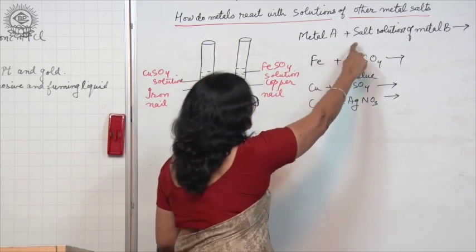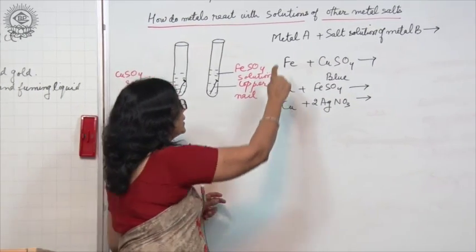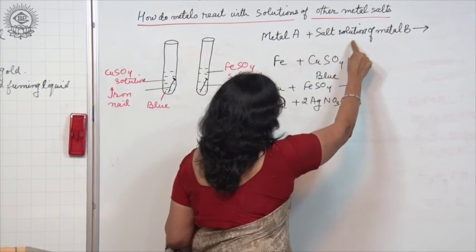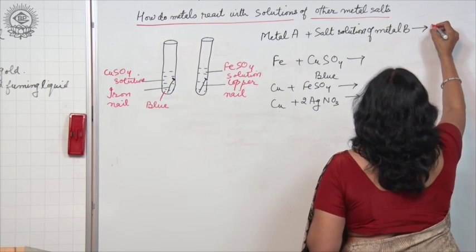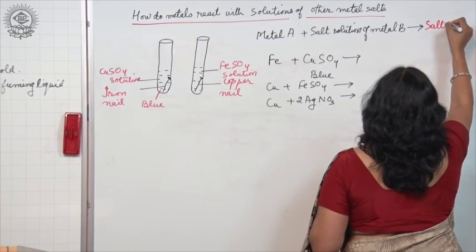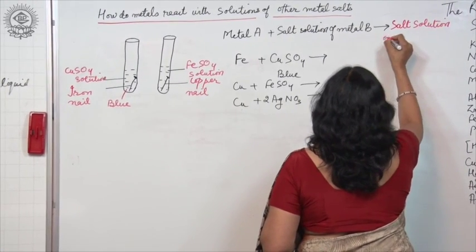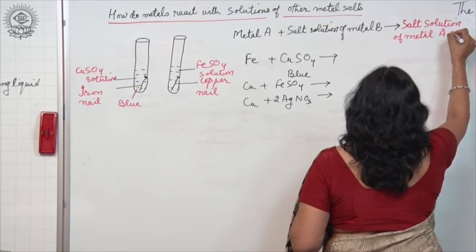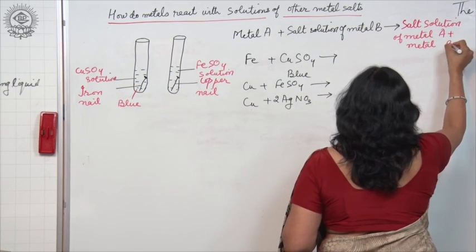Let us discuss a general reaction. First of all, metal A reacts with salt solution of metal B to form salt solution of metal A plus metal B.